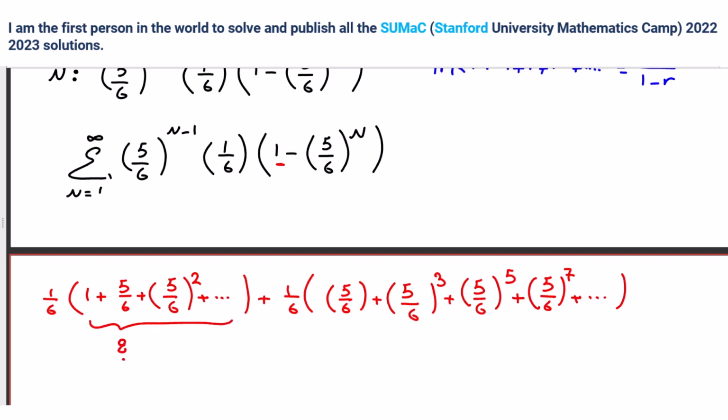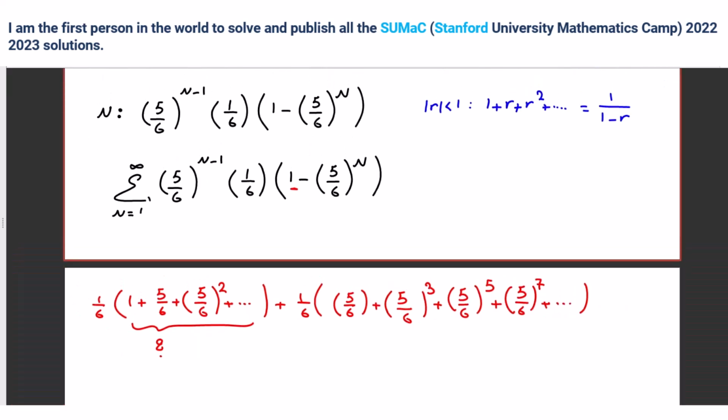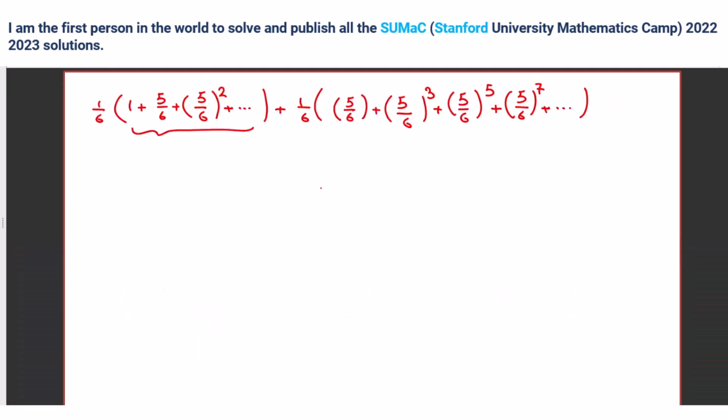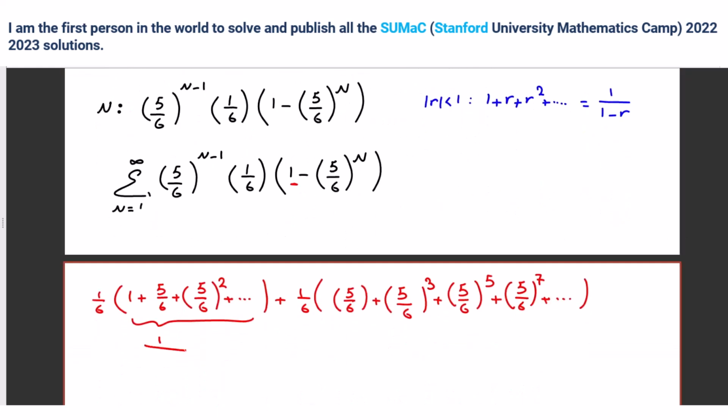Yeah. This part goes to... Okay, let me see. Can I have the formula up top? Yes. Is it 1 over 1 minus... So that would be 1 over 1 minus 5/6, which is 6. Good job. Completely correct.